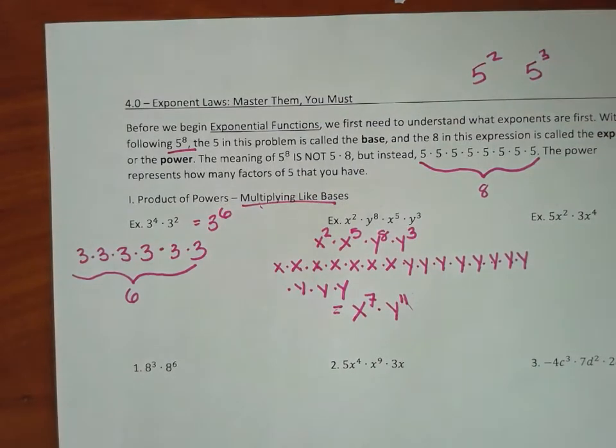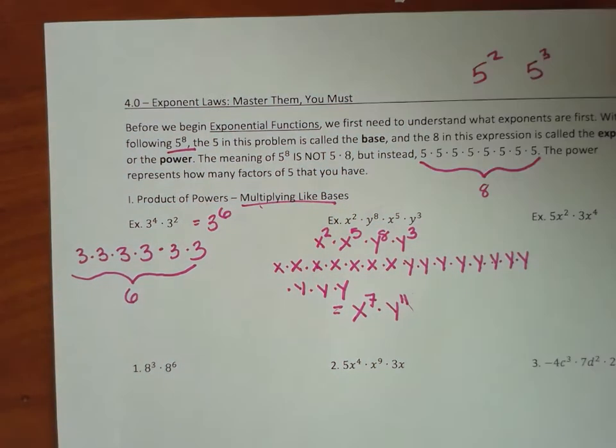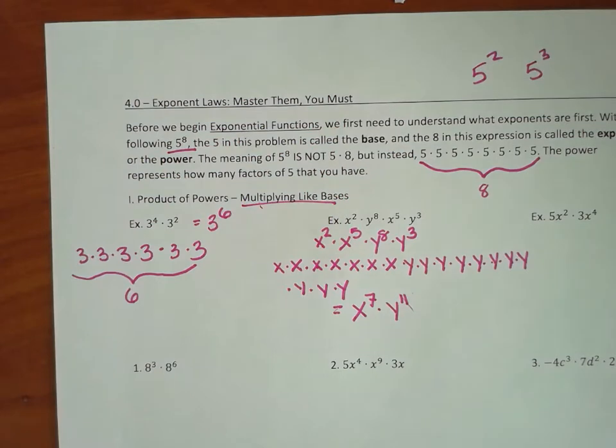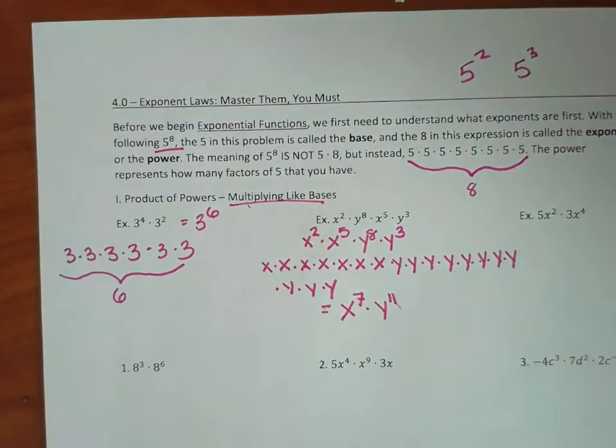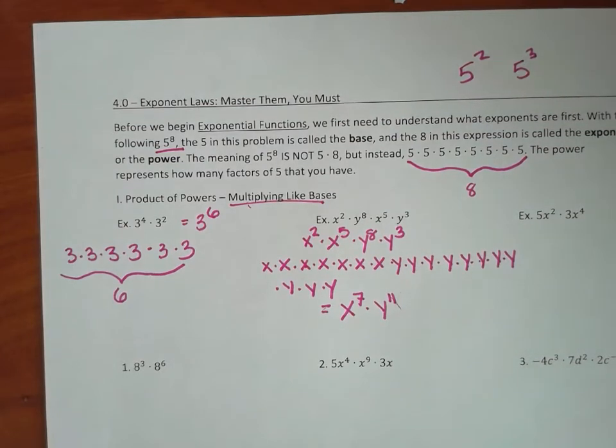Can I take x to the 7th and y to the 11th and multiply them? The answer is no. Guys, think of it like combining like terms. Whenever you're multiplying these bases together, you have to have the same bases. If you don't have the same bases, you can't do anything with them.